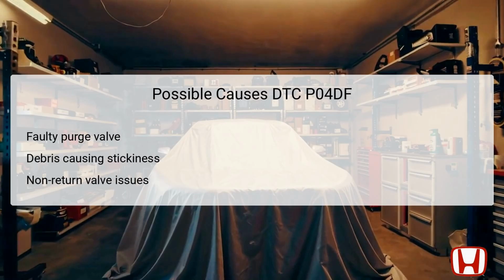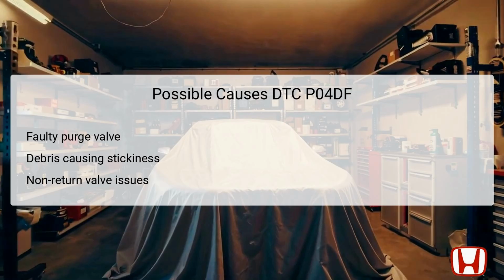Several factors can lead to the triggering of DTC P04DF. First, a faulty EVAP canister purge valve is a primary suspect. If this valve does not function correctly, it can remain open at all times, which would result in excessive flow of vapors. Second, the presence of debris can cause the purge valve to stick intermittently, further complicating the issue. Monitoring debris accumulation is essential for accurate diagnosis.